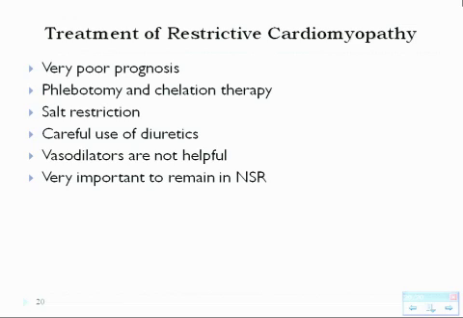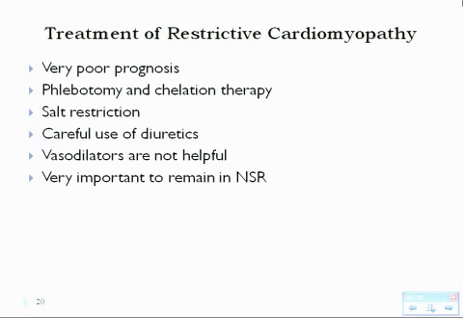Salt restriction. Be very careful using diuretics, because this is one of those conditions where if you drop the preload too much, you would put them into failure very quickly. So this is a very cautionary tale about using diuretics in these individuals. And vasodilators are really not that helpful in these treatments either, because you're not trying to reverse hypertrophy or anything. This is the depositional disease.